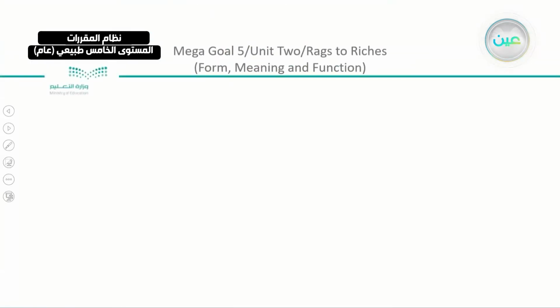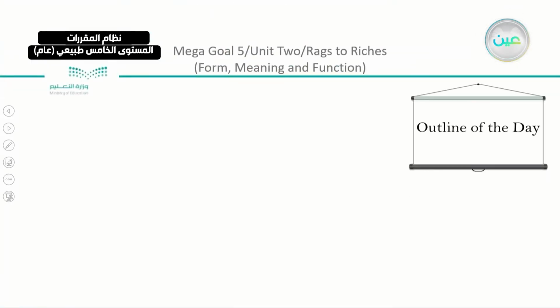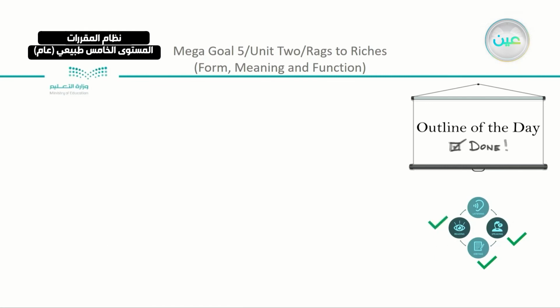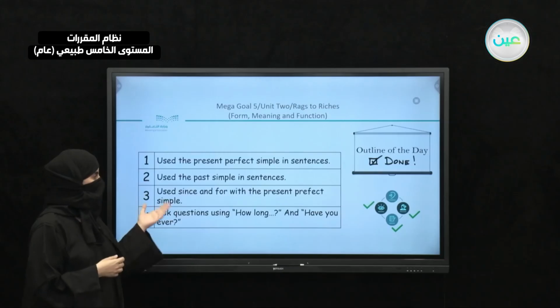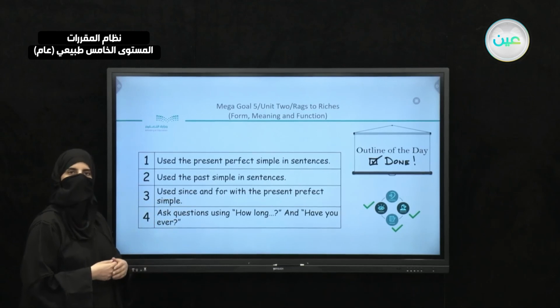Now the last part is we have here our outline. Of course, we did reading, we did writing, we did also speaking at the same time. Now, what did we do basically, or in general? We used the present perfect simple in sentences. We used the past simple in sentences. We used since and for with the present perfect simple. And we asked and are going to ask questions using how long and have you ever.